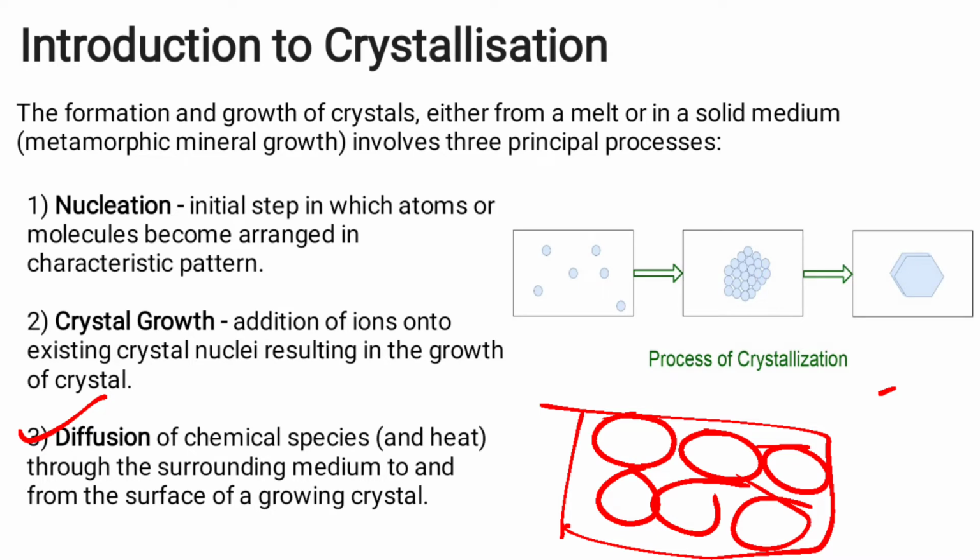So what is diffusion? Diffusion is catching or giving. Diffusion of chemical species and heat through the surrounding medium, and what will they form? They will form the surface. How will the crystal look? They will form the surface of the crystal. That is diffusion.